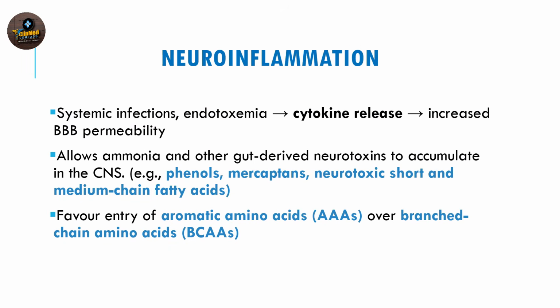Hepatic encephalopathy is not only about ammonia. Systemic inflammation also plays a role. Infections or endotoxemia lead to cytokine release, which increases blood-brain barrier permeability. This allows ammonia and other gut-derived neurotoxins, such as phenol, mercaptans, short and medium-chain fatty acids, to accumulate within the CNS. This favors entry of aromatic amino acids over the branched-chain amino acids.